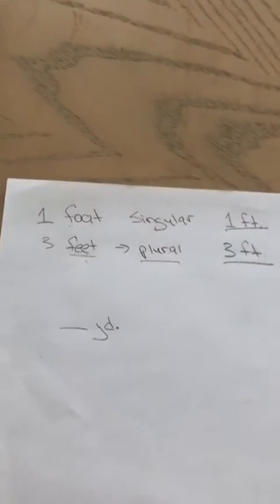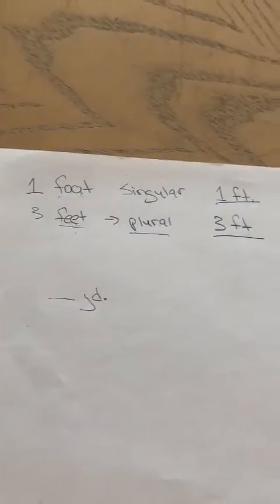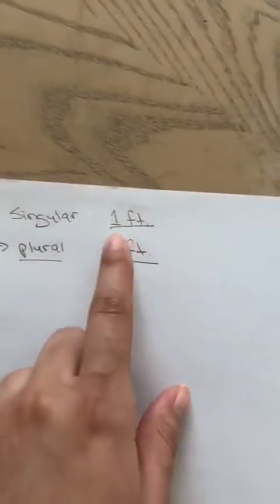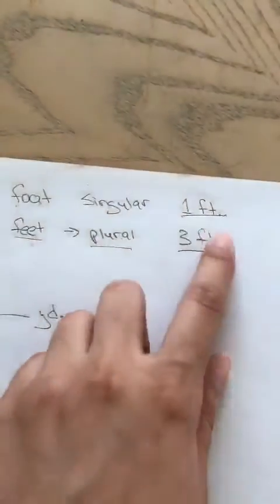So if you look over here, I have an example. Let's say that I measure an object and it is 1 foot long. Because it is only 1 foot long, it is singular, I'm going to write 1 FT, right? 1 FT.